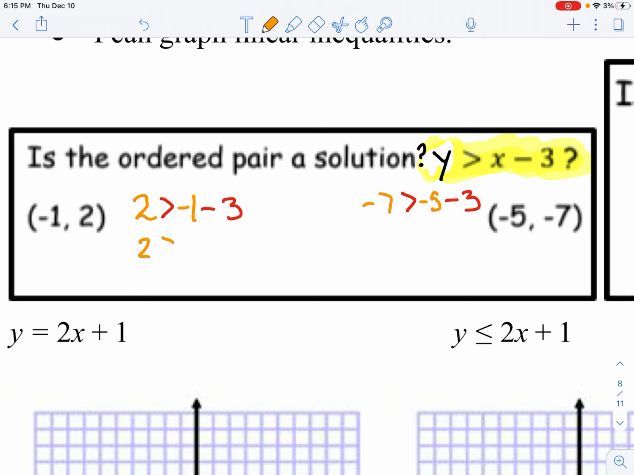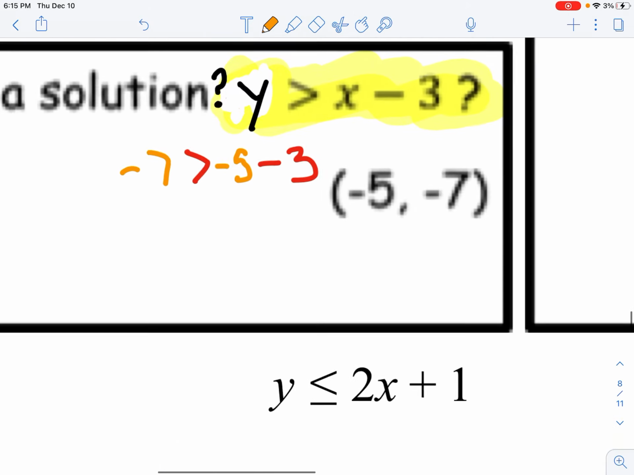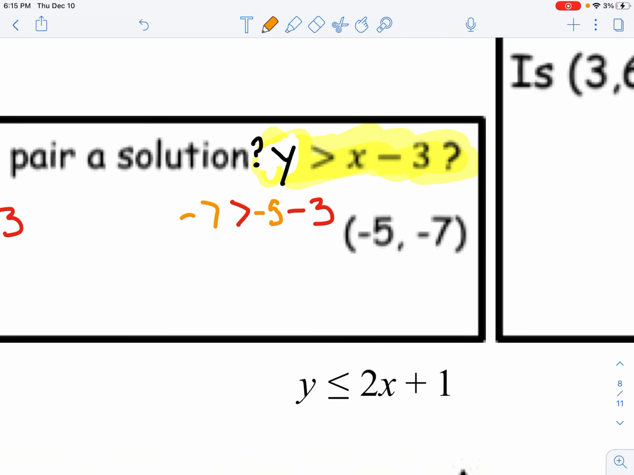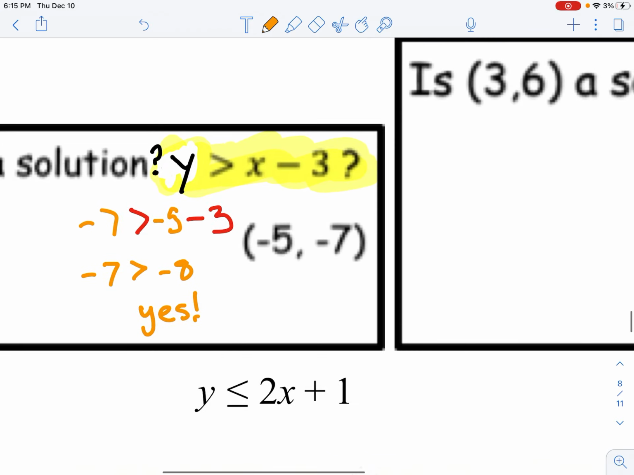So is 2 greater than, this would be a -4? Is 2 greater than -4? Yes. Okay, so on to the next one. If I instead plug in -5 and -7, you can see in orange that's where I plugged it in. The -7 went in for the y. So I would have -7 greater than -8. Is that true? Yes, it is. -7 is greater than -8.